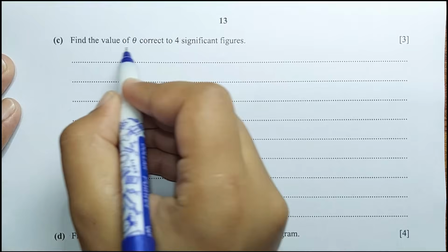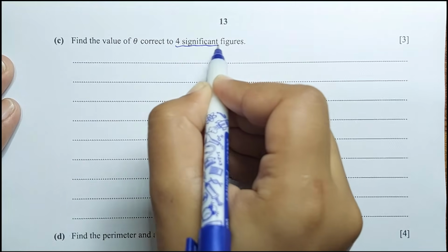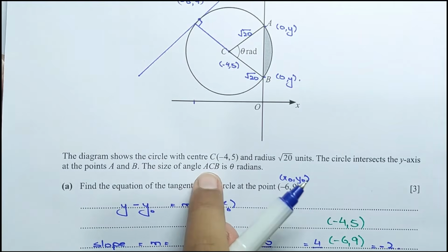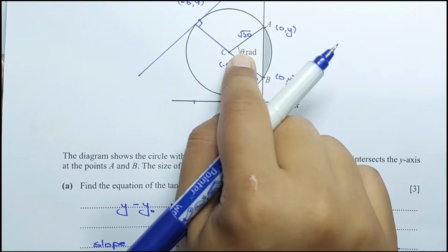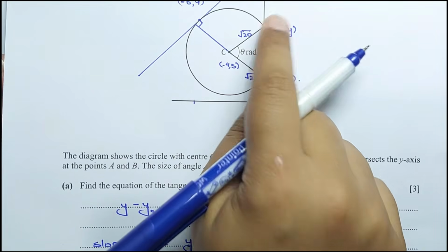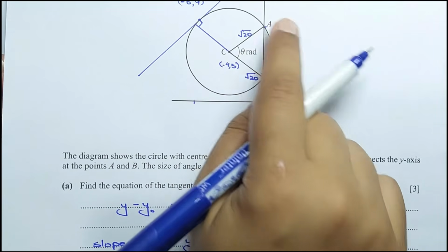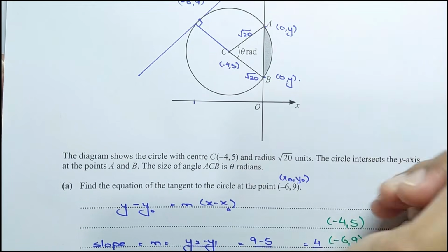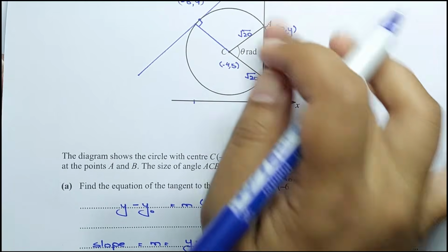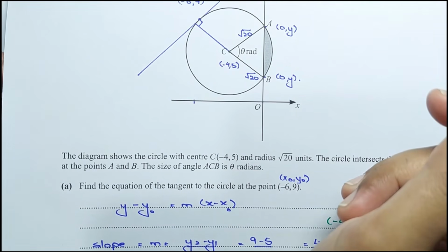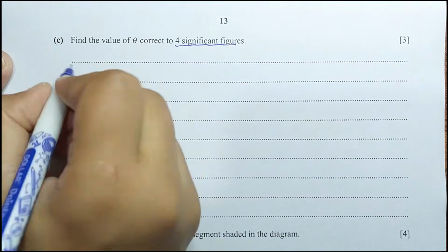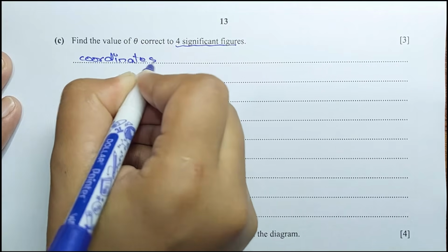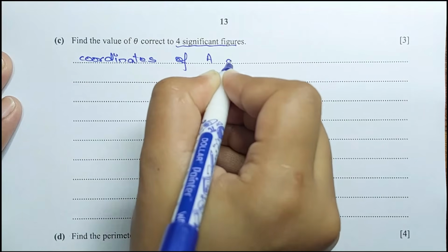Now for part C, find the value of theta correct to 4 significant figures. What is theta? Theta is the angle ACB, this is angle theta. So look at the triangle ABC. We have AC, we have BC, but we don't know what AB is. When we know the length of AB, we can apply the law of cosine to get theta. Let me work on the coordinates of A and B.